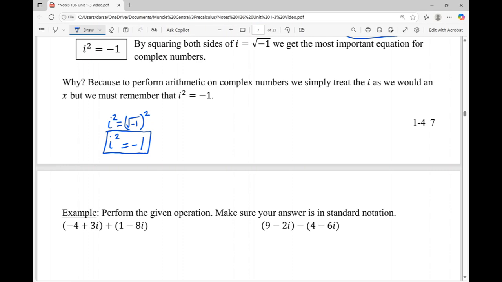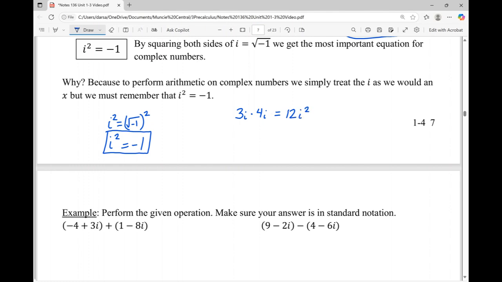This is probably the most important part of imaginary numbers when it comes to our next step, which will be addition, subtraction, multiplication, and division. Why would this be important? Well, think of it this way. If we have 3i times 4i, what is that? Well, 3 times 4 is 12, and i times i is i squared.